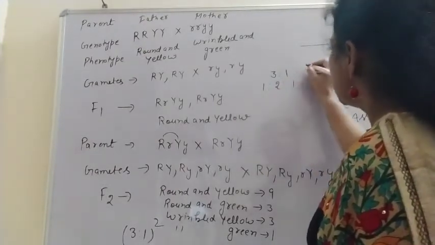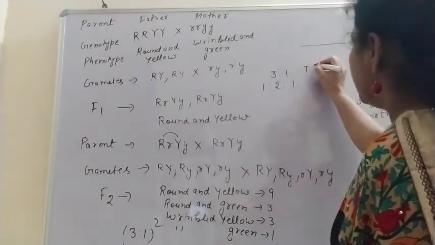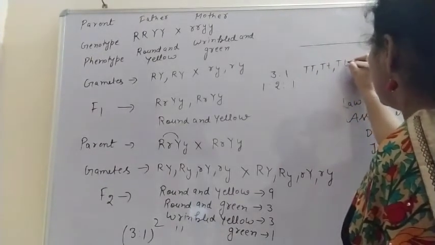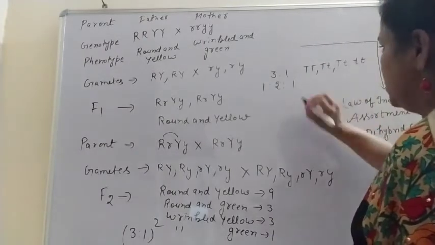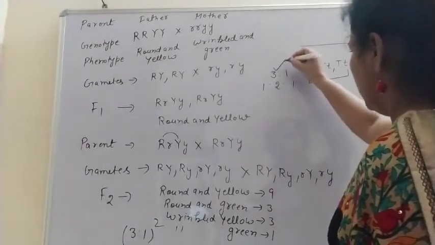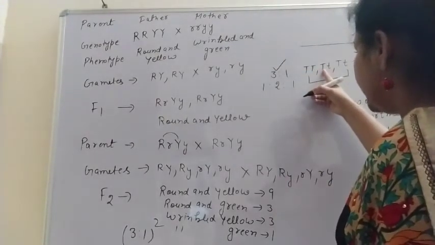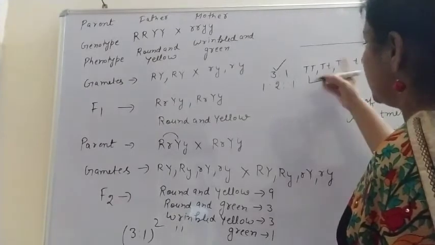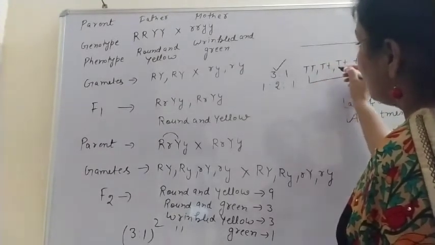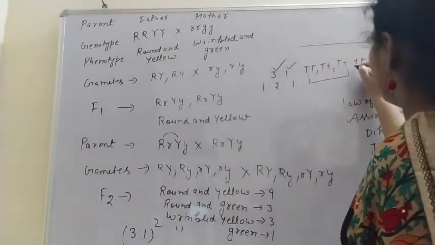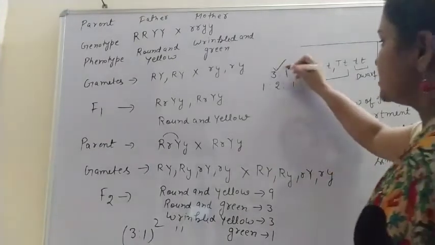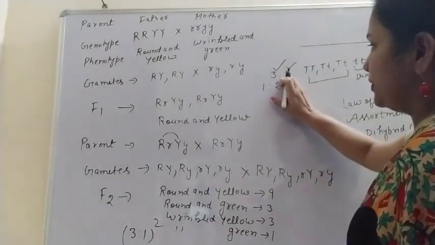1:2:1, because it was like this: capital T capital T, capital T small t, capital T small t, and small t small t. So phenotypically, these 3 are all tall. Why? Because this capital T is dominant over small t. So here you can understand the law of dominance, and one is the pure dwarf. So that is the phenotypic ratio of monohybrid cross.